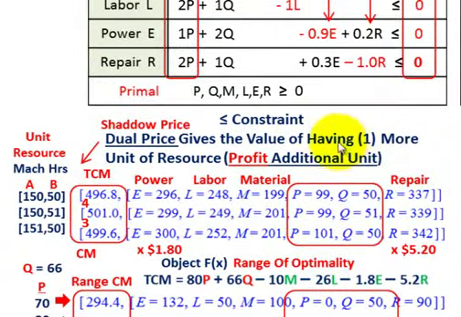And then one other thing, going back to that, this is our primal or our maximization problem. This is where you have that less than or equal to constraint.